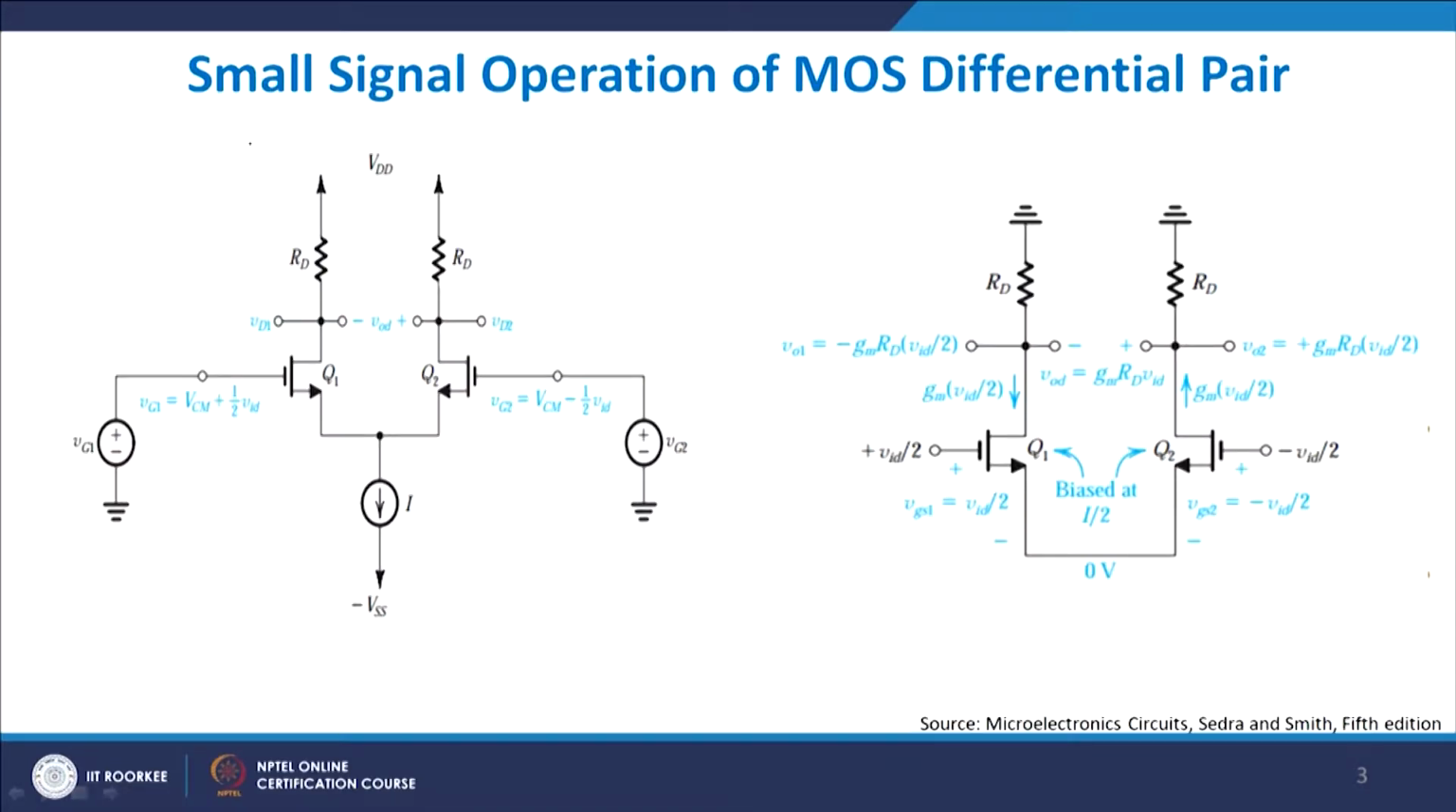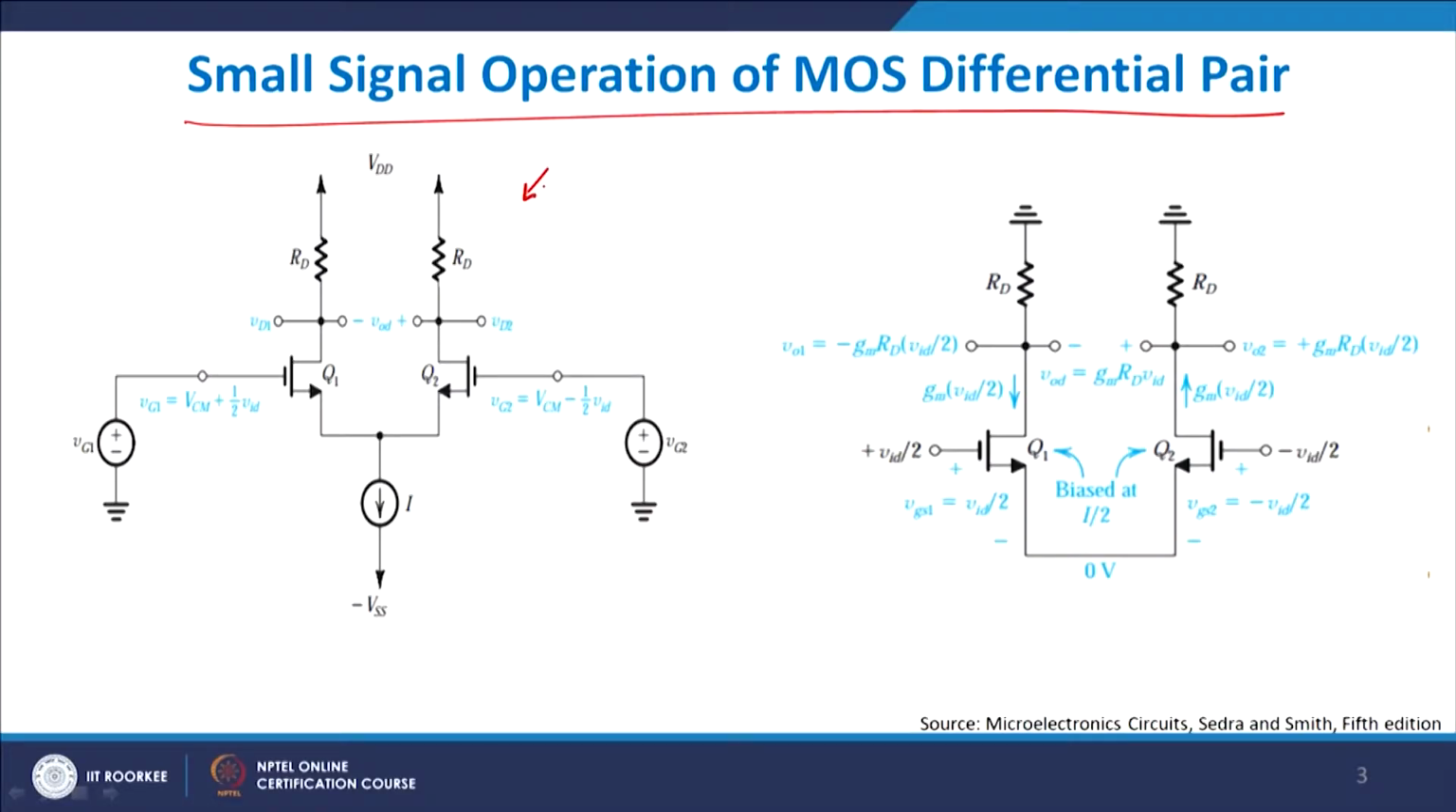Let me come to the small signal operation of a MOS device. Please remember from our previous discussion that whenever you have a common mode signal, we discussed the fact that a common mode signal will always give you a zero differential output, and the reason was very well known to us: the same current was drawn through both the arms and therefore the voltage drops at the output were exactly the same.